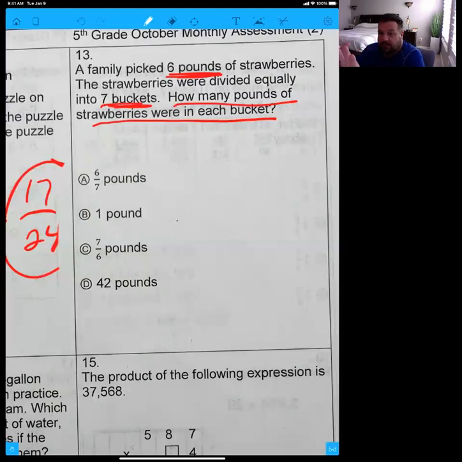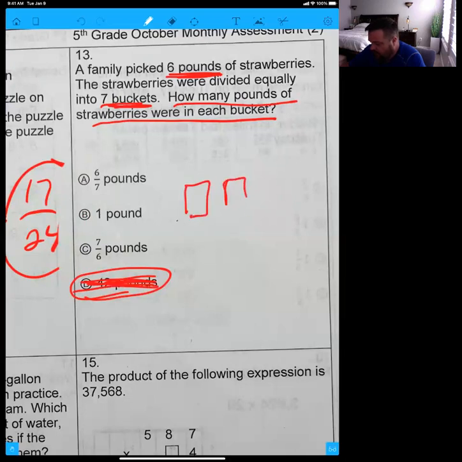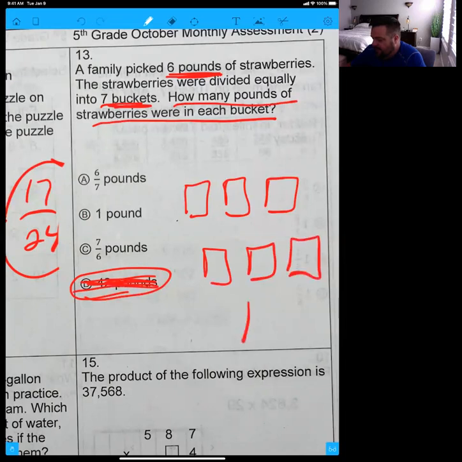So let me ask you a question. If there were only 6 pounds of strawberries to start, and we put them into 7 buckets, would there ever be 42 pounds of strawberries in each bucket? And why'd they put that there? If you don't pay attention and you multiply, you'll pick that, right? Does everybody agree that if there are 1, 2, 3, 4, 5, 6, 7 buckets and only 6 pounds of strawberries, each bucket is going to be holding more than 1 pound of strawberries?